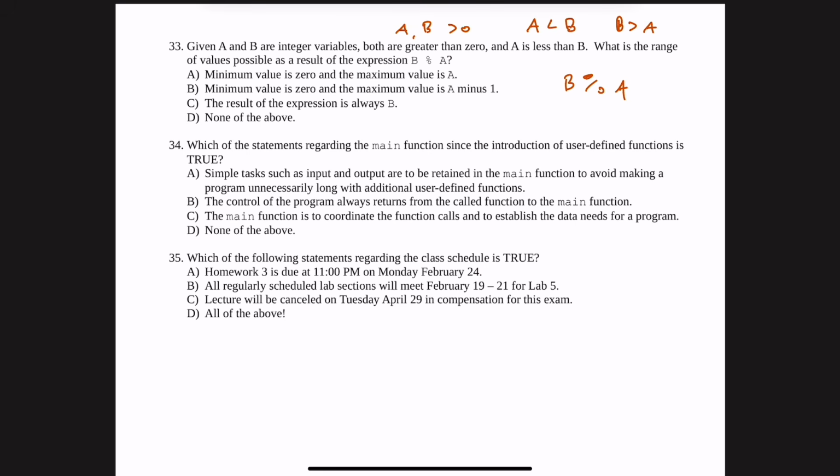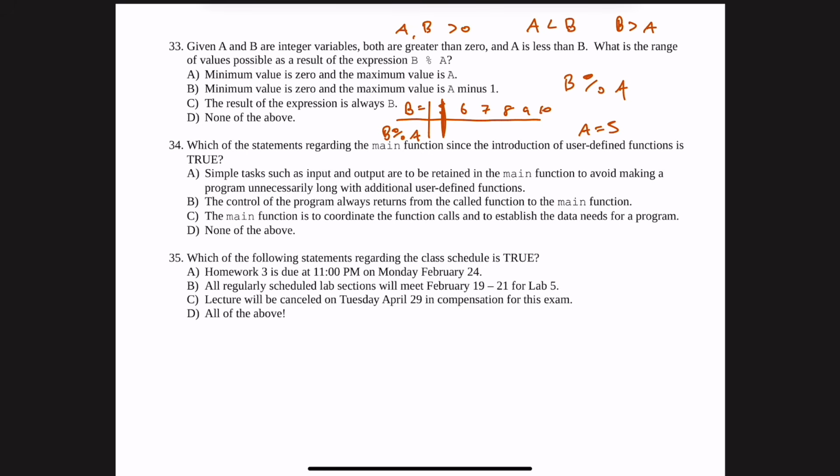Let's say a is going to be 5. So b can be 5, 6, 7, so 5 from 5 to 10. B mod a, well, 5 mod 5, we know that's not possible because b and a are equal.